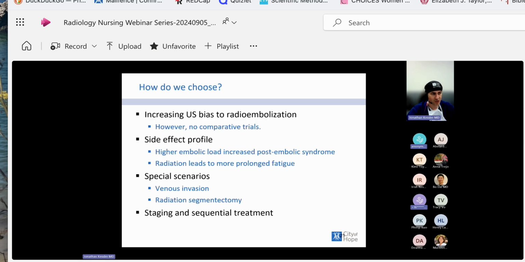Okay, so how do we choose between all those things that I just said? Well, the bottom line is, with the exception of that one small trial that was looking at conventional chemoembolization versus drug-eluting bead, we don't really have any studies that compare these things head-to-head. There's no TACE versus Y90 randomized trials. There's no BLAND versus Y90 randomized trials. So we're really going based on all the other nuances.